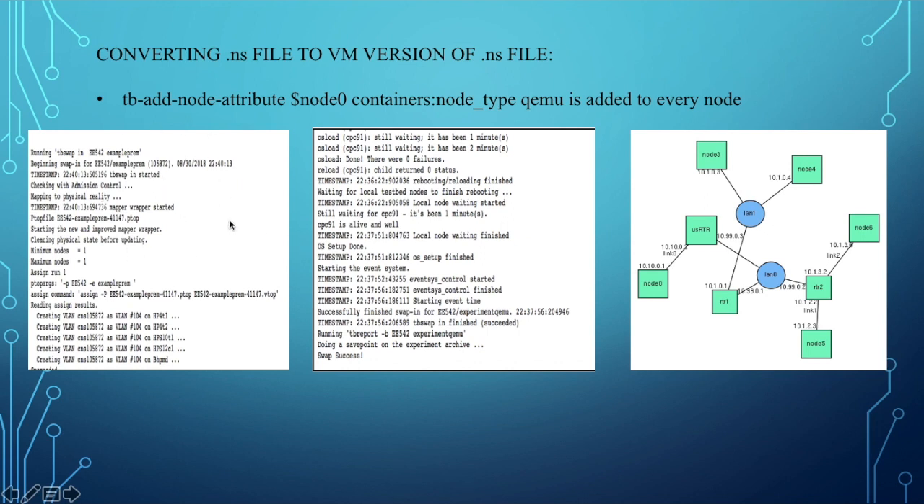Here you can see this figure shows us the swapping process that takes place in MyDataLab, and once the swapping takes place successfully, this particular diagram shows the successful swapping of the experiment, and then this shows the network diagram that has been generated.